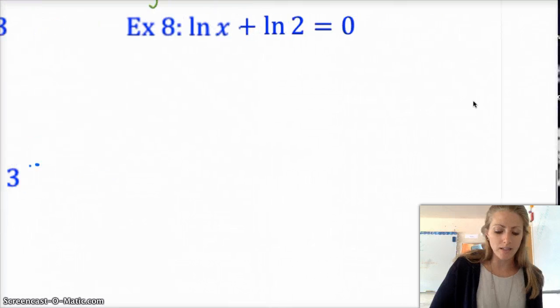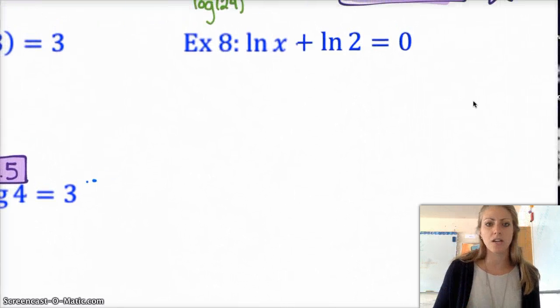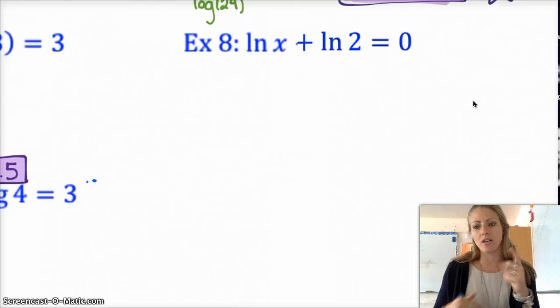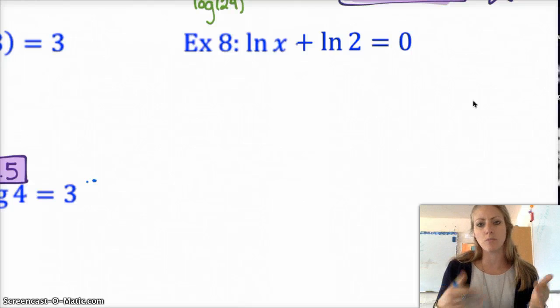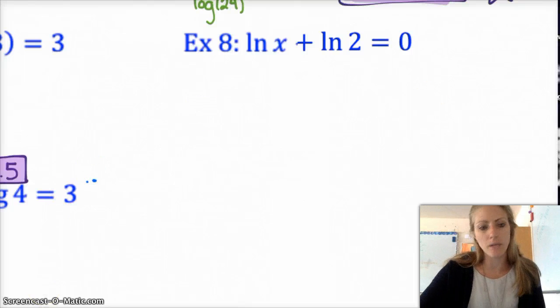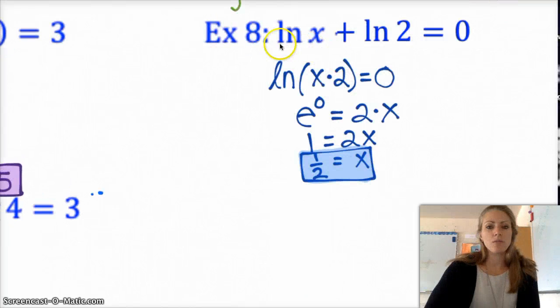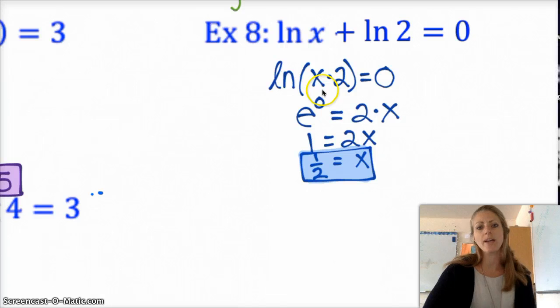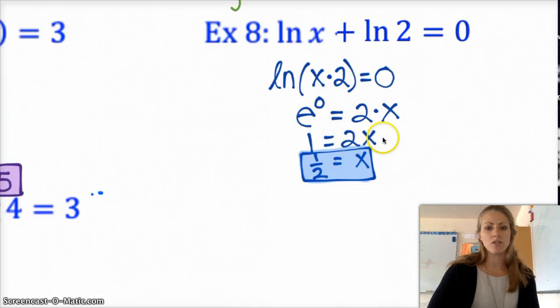Okay, example 8 is a little bit more challenging because now you have 2 logs, and you've got to combine them into one before you solve it, before you roll the log. But it's not too bad. This is a product rule, so this is the same thing as the natural log of x times 2, or 2x, and then roll the log. E to the 0 equals 2x, and then just solve. E to the 0 is 1, and then that equals 2x, and x equals a half.